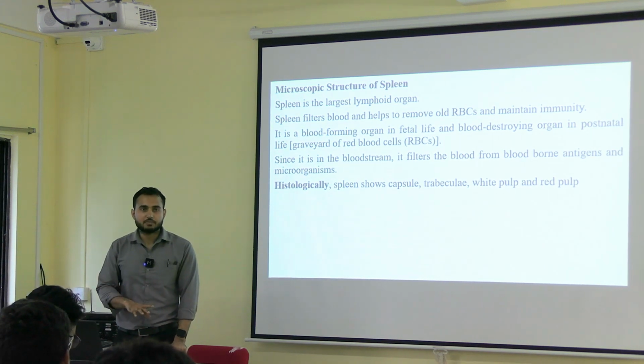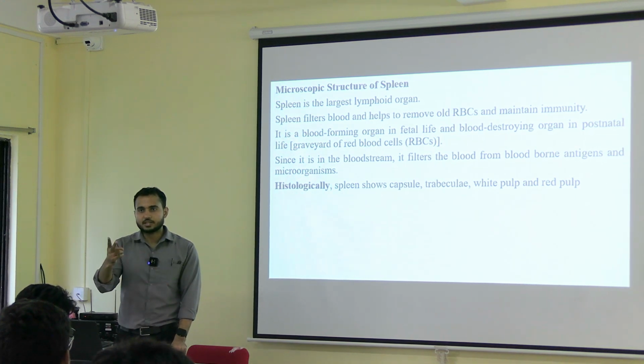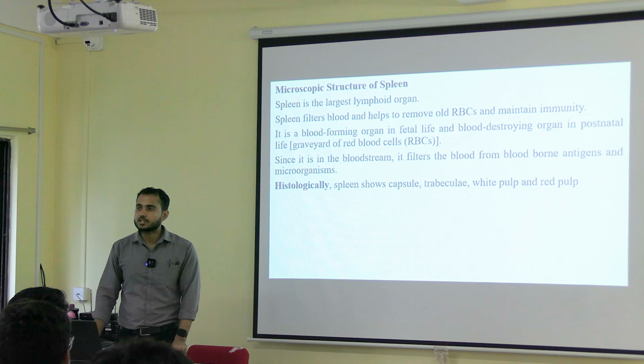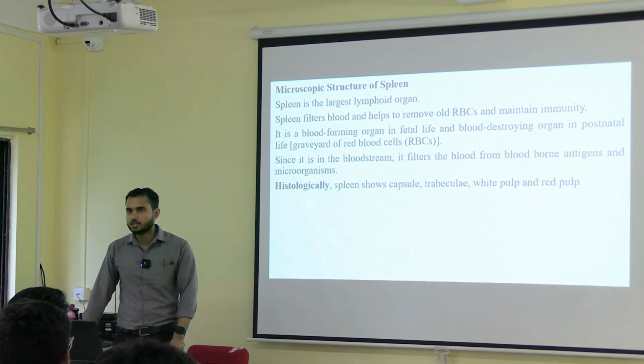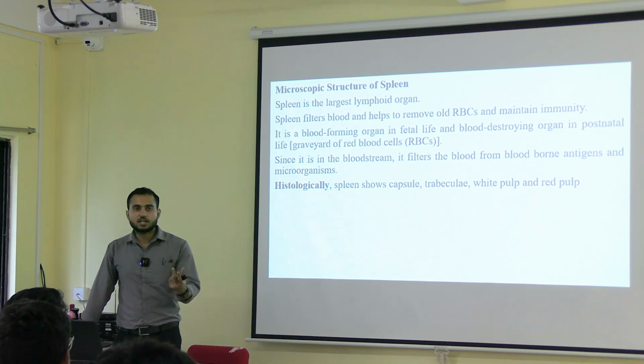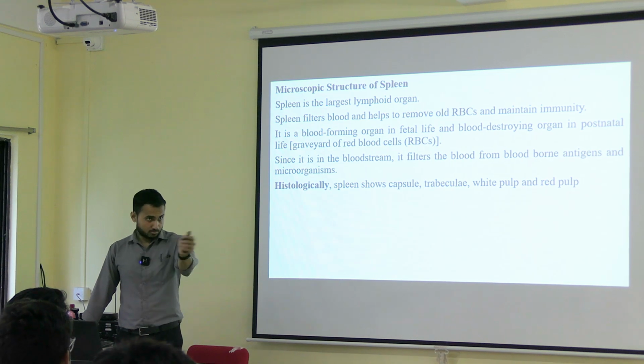Next is the parenchyma. In the parenchyma you will see that two things are there: one is cortex and one is medulla. The spleen is a little different; in the other two, cortex and medulla are present. So you have to know the differences between the cortex and medulla, how they appear.